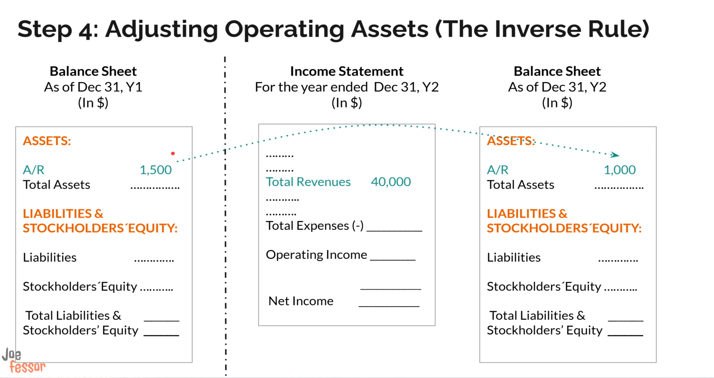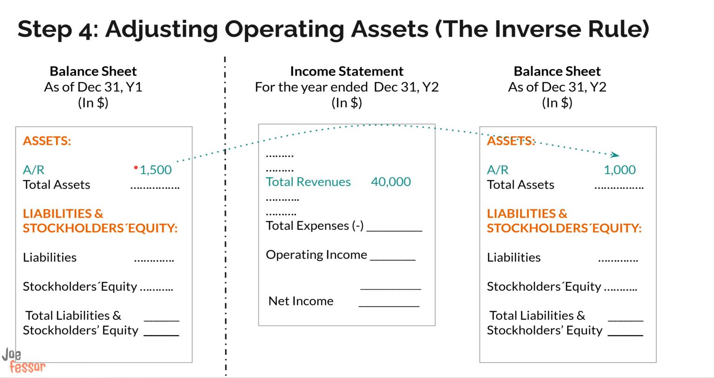Now we move on to steps 4 and 5, which is where we deal with changes in our current operating assets and liabilities, also known as working capital accounts. Step 4 of our roadmap deals with adjusting for changes in our operating assets. Let's jump straight into an example using accounts receivable to figure out the rule. This is the logic behind the inverse adjustment.